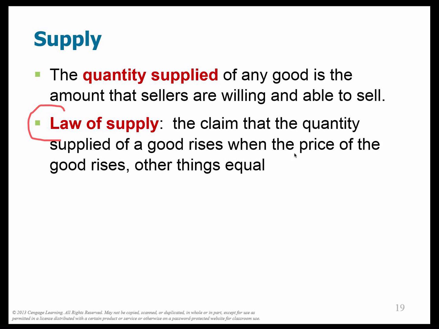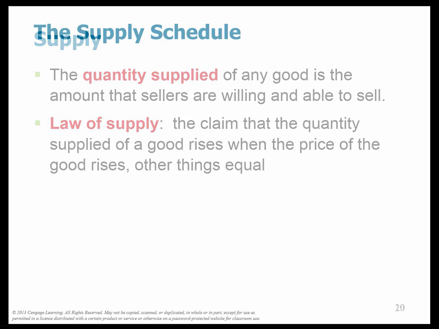As price rises, then the amount that people produce of this good rises as well. Firms are trying to maximize their profits, so if they see that they can get more money for a good, they are going to produce more of it.